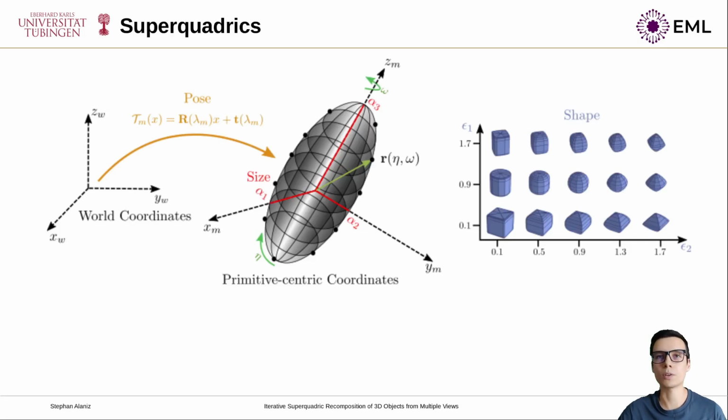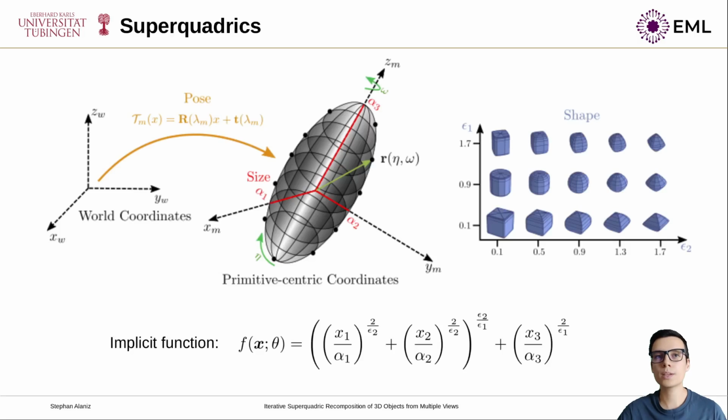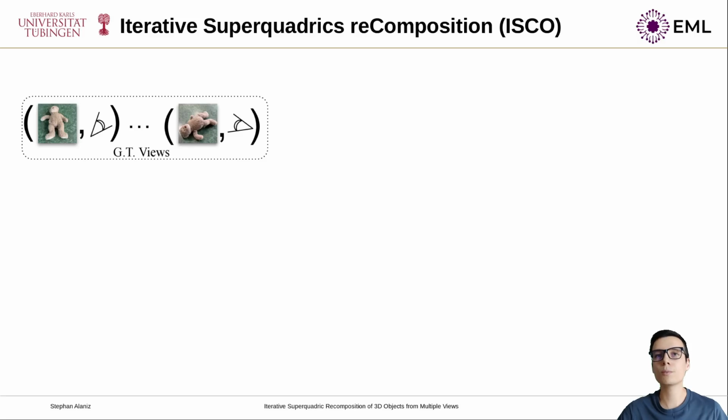Superquadrics are our building blocks, because they can take on a large variety of shapes from just a few parameters, as you can see here. We use the implicit representation of superquadrics for the shape, and then apply a rigid transformation to arrange them in the 3D space. Let me give you some more details on how ISCO works.